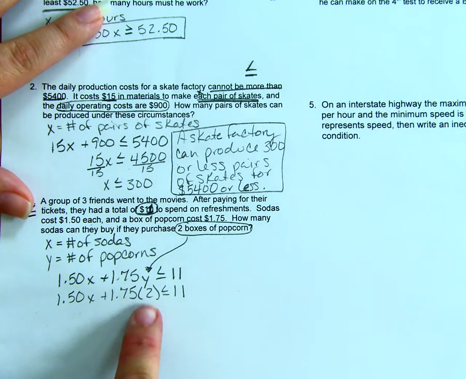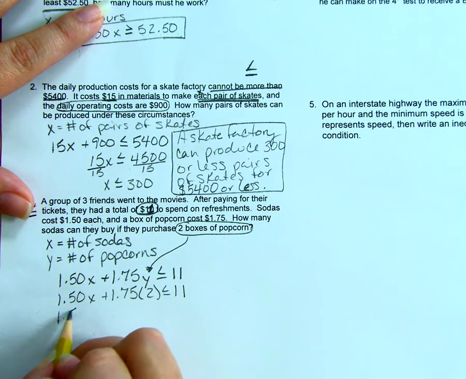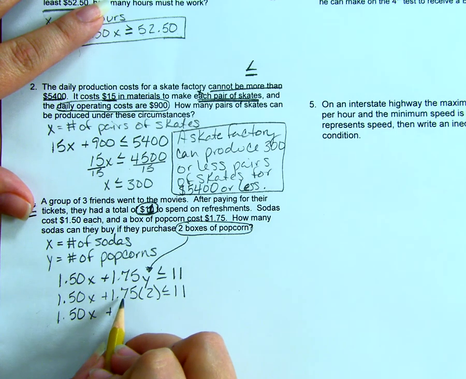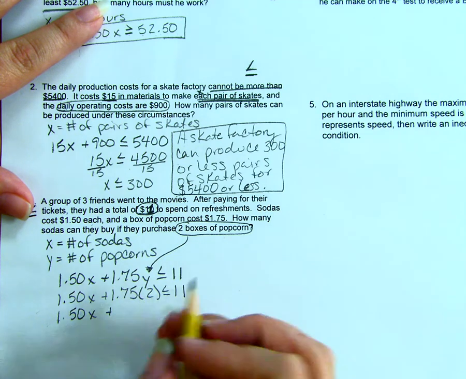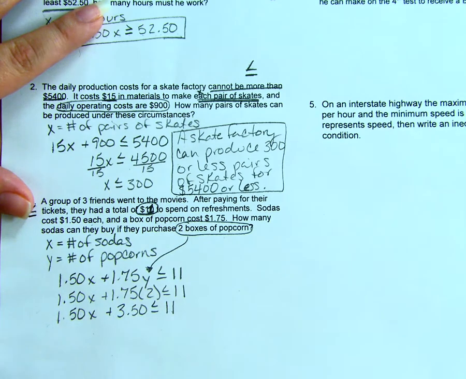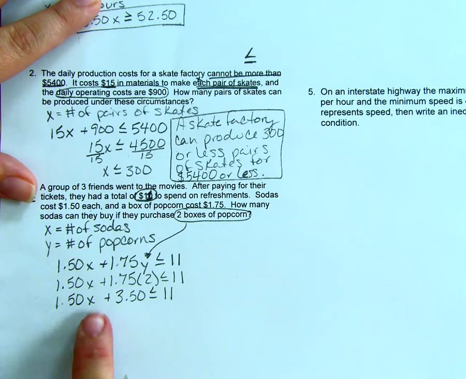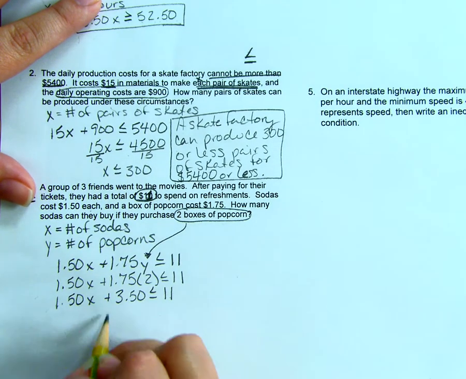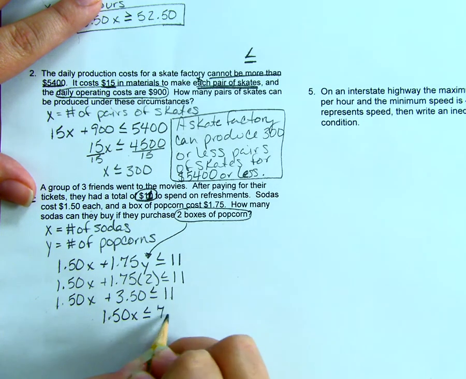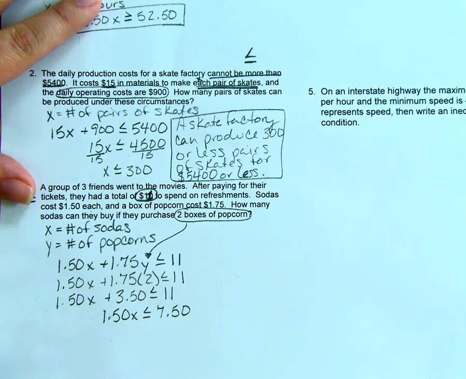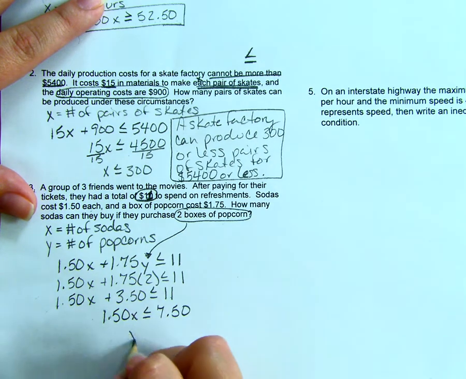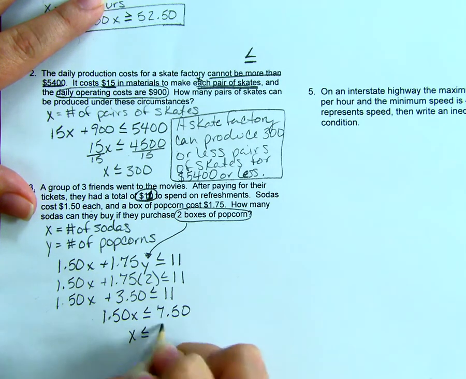The first thing I'm going to do is my multiplication here. And I get 1.50x plus 1.75 plus 1.75, which is what you're doing when you multiply times 2, is going to be 3.50, is less than or equal to 11. Then to solve for x, the first thing I need to do is subtract 3.50 from each side, and I get 1.50x is less than or equal to 7.50. And then to get rid of this 1.50 here, I'm going to divide both sides by 1.50. And I get x is less than or equal to 5.